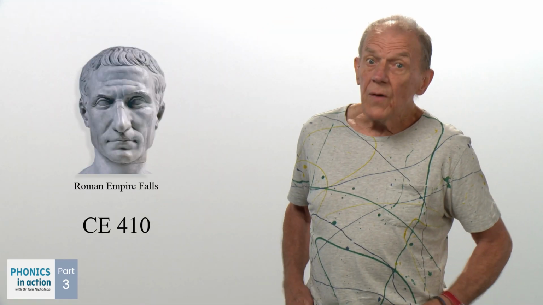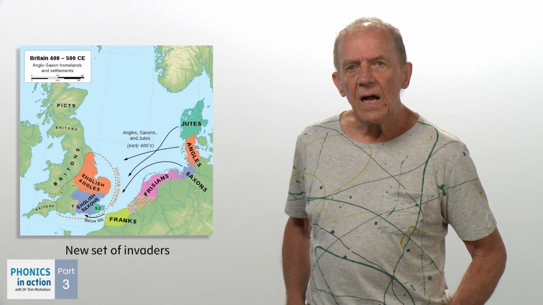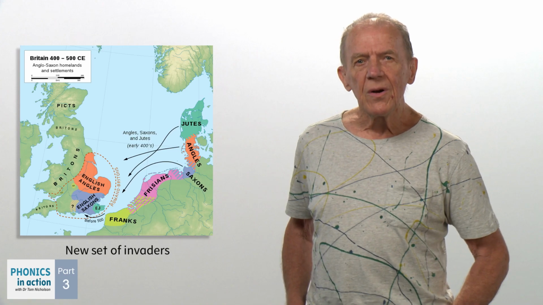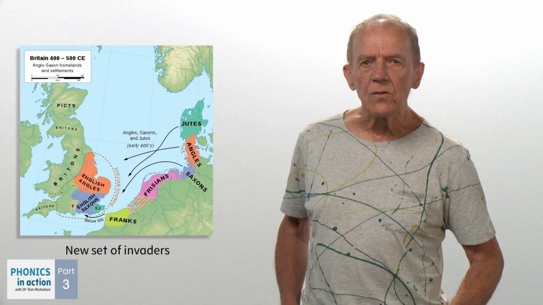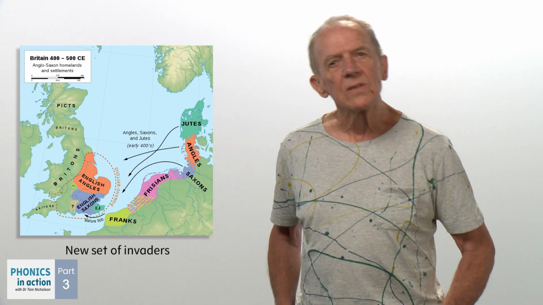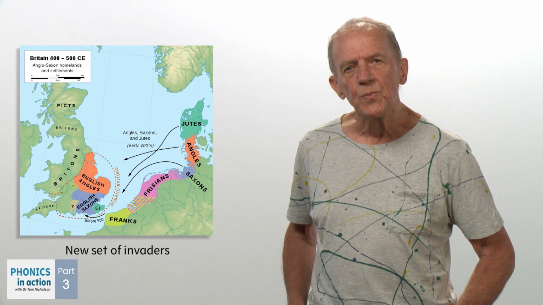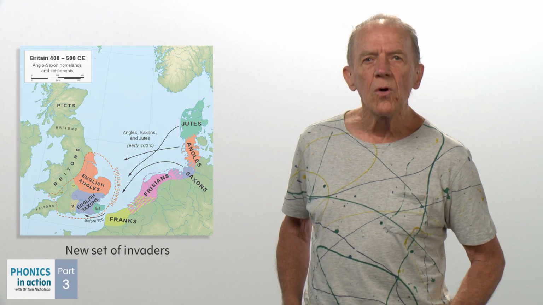When the Roman Empire finally fell and the Romans withdrew from England in 410, a new set of invaders came from Northern Europe. These were Frisians, Jutes, Saxons, and Angles. They pushed the Celts to Wales and the Scottish border. And after many years of war, a new nation emerged called England, and a new language called Anglo-Saxon. This language is what we now call Old English. It was the main language in the period 450 to 1150.